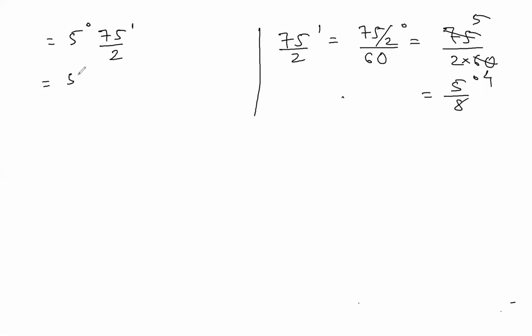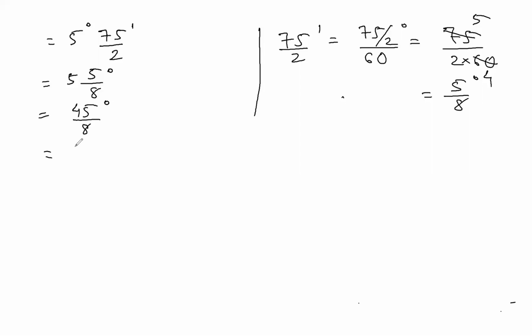All of you got this step? 5 and 5 by 8 in degrees. Is it clear, children, this step? Okay, so now we can convert. 8 into 5 is 40, plus 5, 45 by 8 degrees.